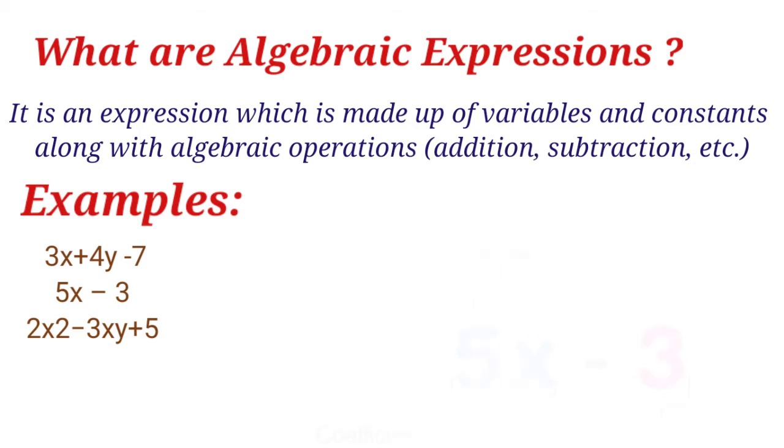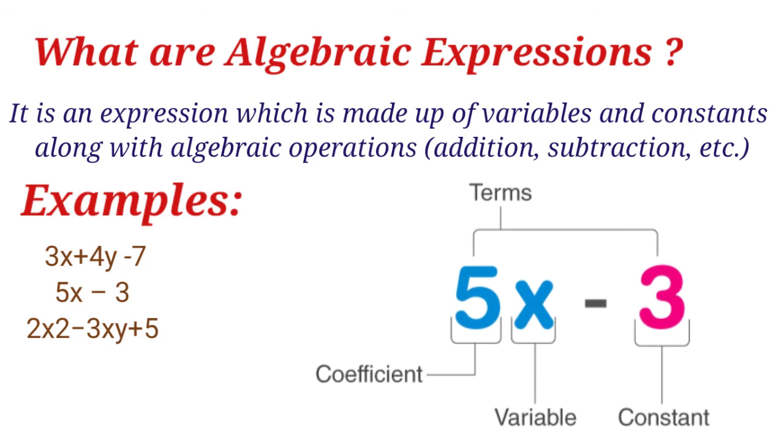Okay, in this example you can see 5x minus 3. Here 5 is the coefficient of variable x and 3 is a constant. 5x and 3 both are actually terms here. So here we can see the value 5, x and 3, and one sign is there, subtraction. All together it makes an algebraic expression.